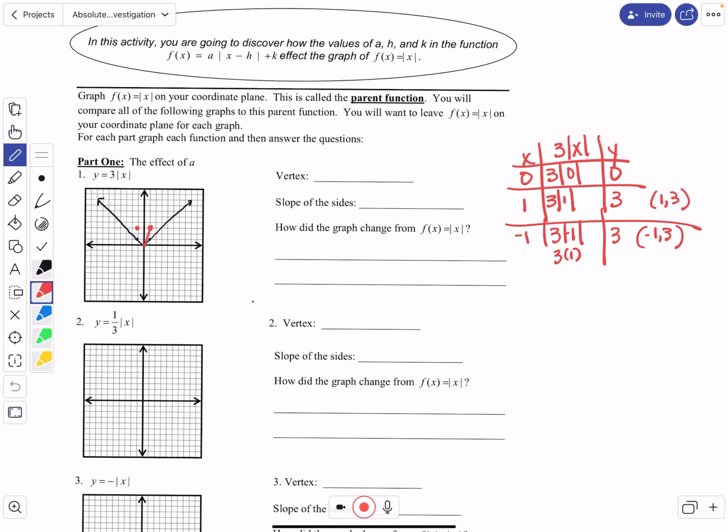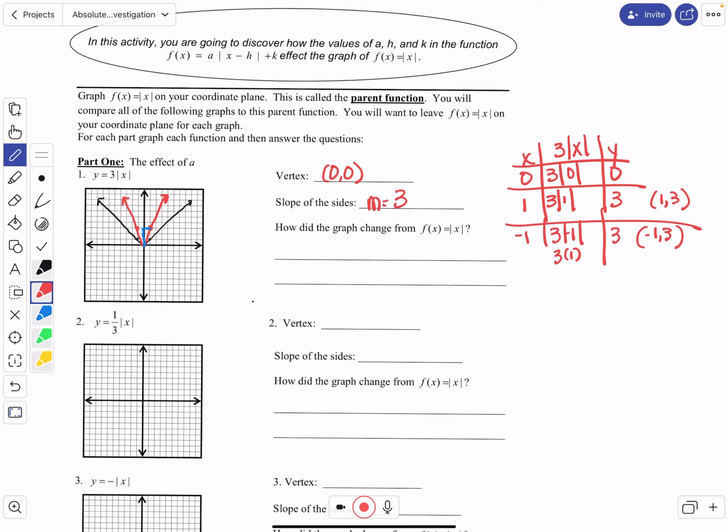So this graph, if you notice, is going to be more narrow. So our vertex stayed the same. The slope of the sides, and this goes back to math 1. It's been a while since you've done slope, but remember slope is rise over run. If you count how far up, if we start at the origin and we go up 1, 2, 3, and over 1, our slope is going to be 3.